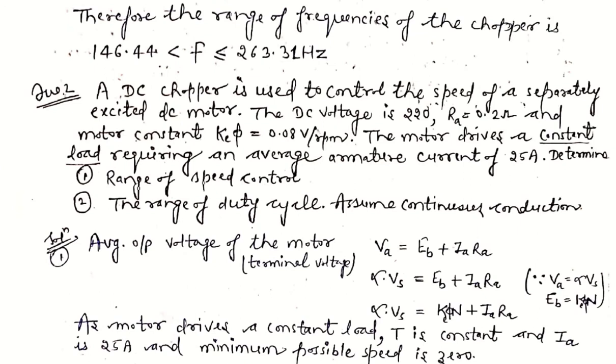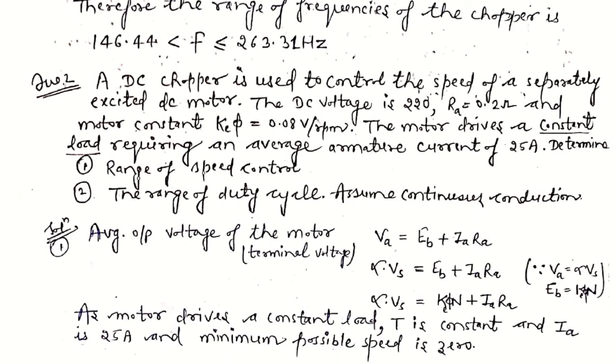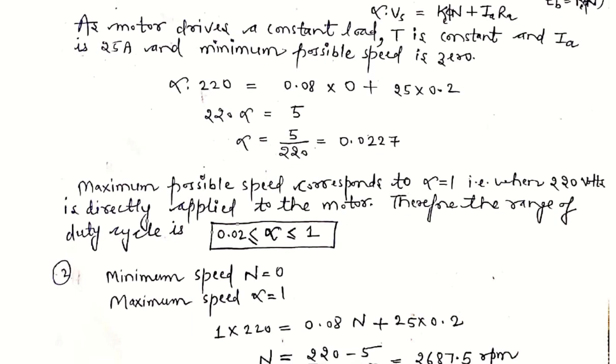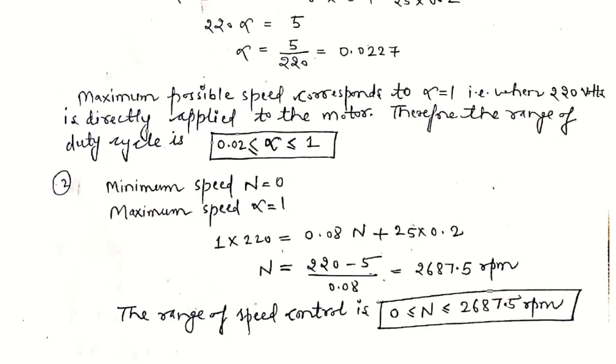Second part of the problem: the range of duty cycle. We have earlier found that the range of duty cycle is from 0.0227 to 1. For the lowest value of duty cycle, the minimum possible speed is 0 rpm, and the maximum speed corresponds to alpha equal to 1. So now we will find the maximum speed at alpha equal to 1.